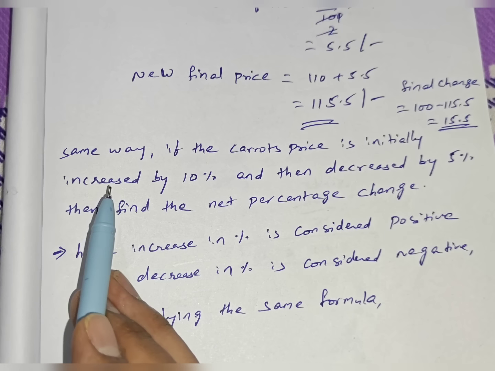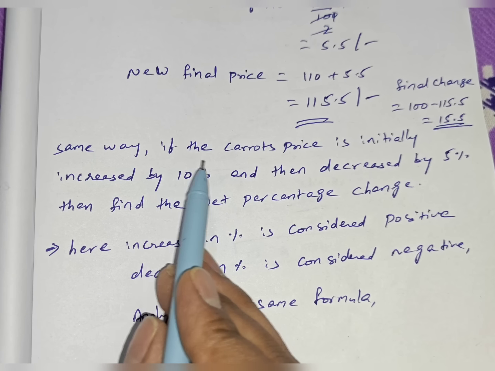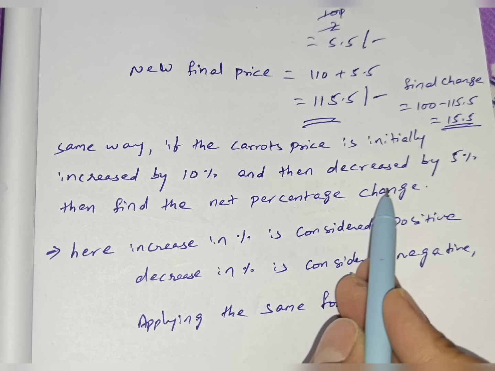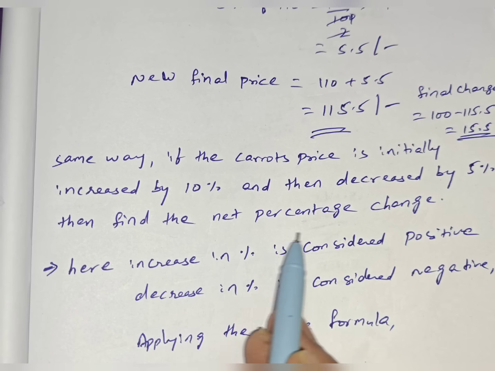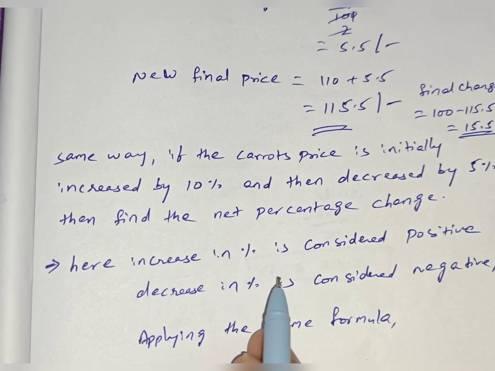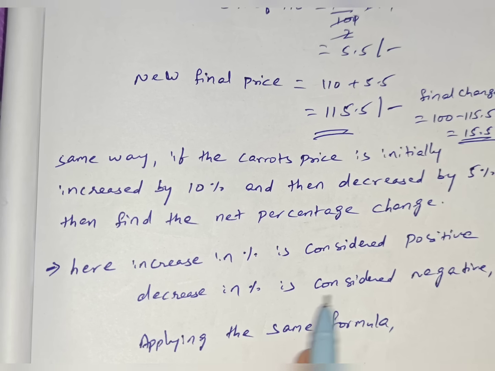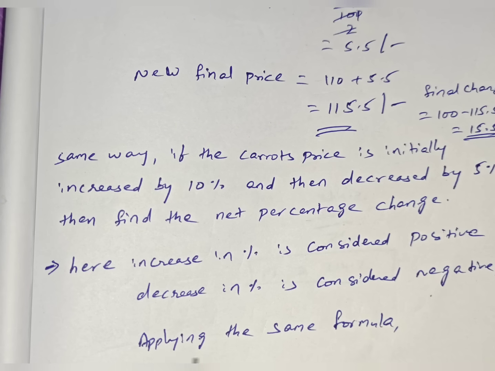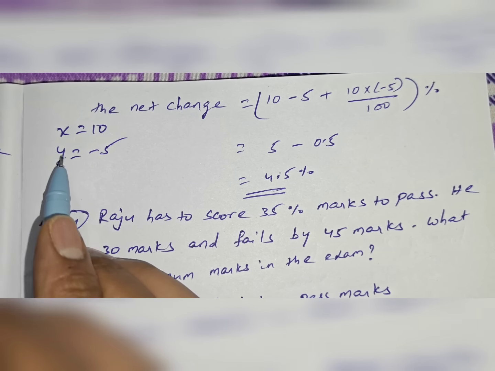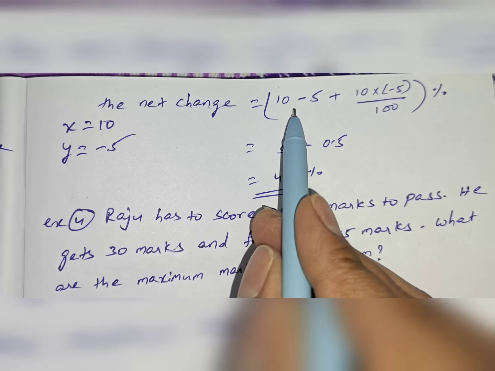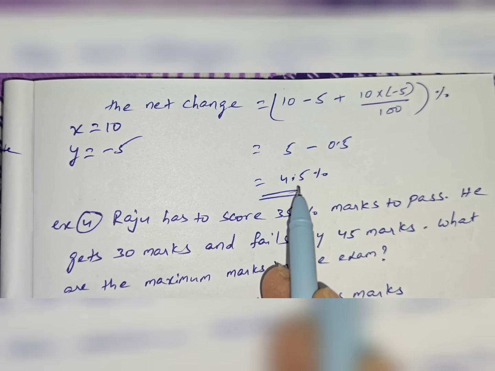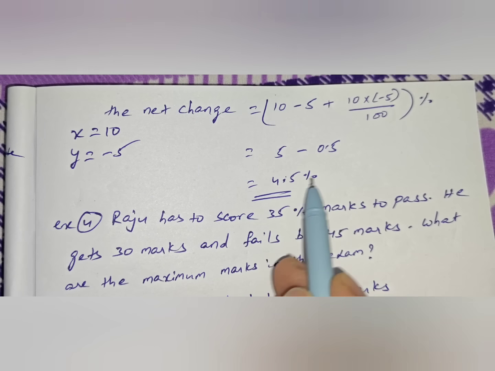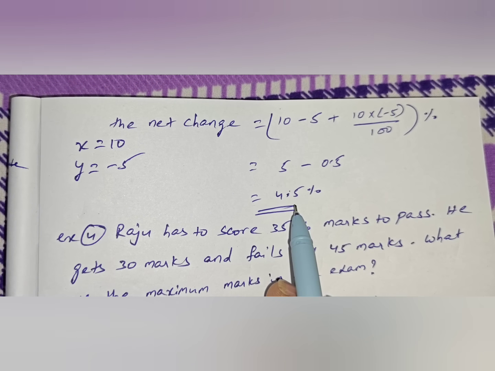In the same way, if the carrot prices are initially increased and then decreased, like initially increased by 10% and then decreased by 5%, then what is the net percentage change? Here we have to assume that an increase in percentage is considered positive with a plus value, and a decrease in percentage is considered negative, that is a minus value. Now applying the same formula, the net change is equal to first percentage change plus second percentage change plus first into second by 100%. We get 10 minus 5 plus 10 into minus 5 by 100%. So the answer comes to 4.5%. You can cross verify this using the regular calculation also.